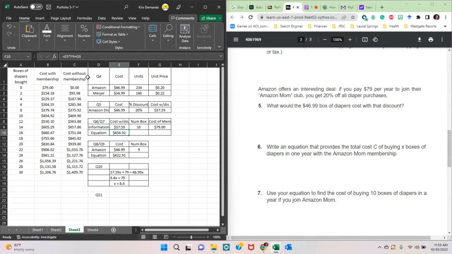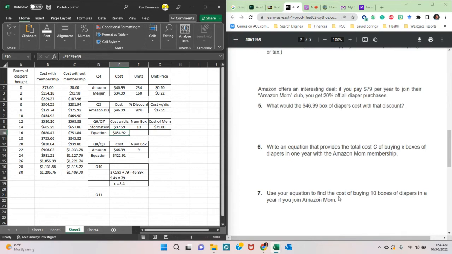Now, what is the formula? The formula is structured in such a way that it takes the value of E9, which is right here, okay? And it multiplies it by F9, because that's how many diapers we're buying, all right? And then adding in the cost of the membership. So it's this times this, and then added to this. And that creates this number here, okay? Now, that answers question number 7 too.